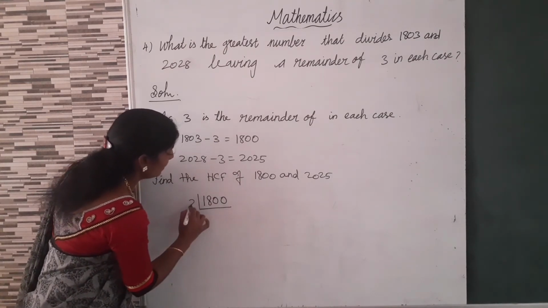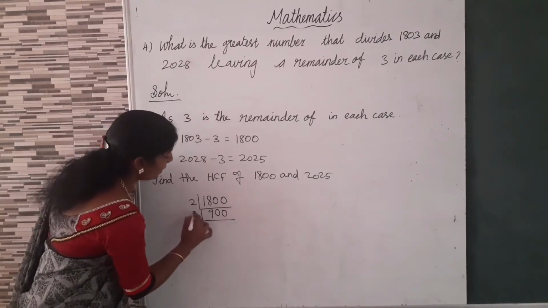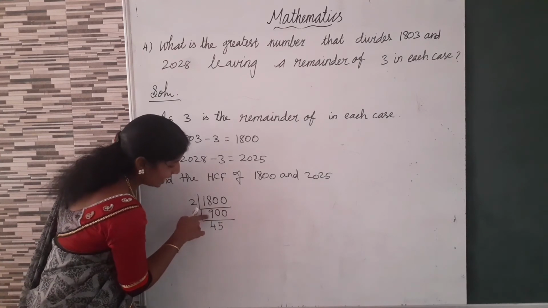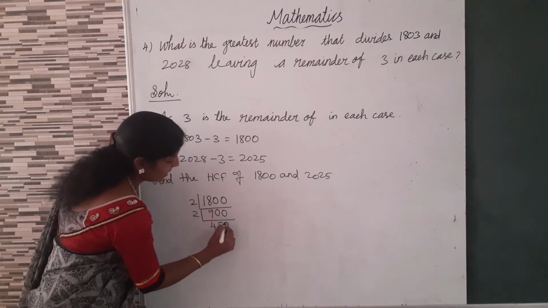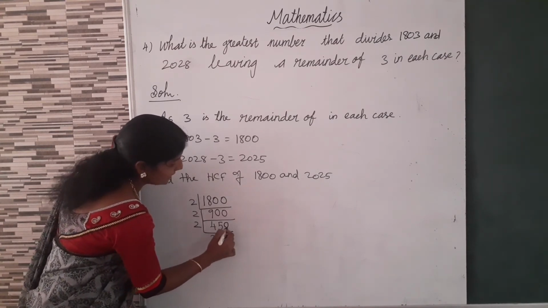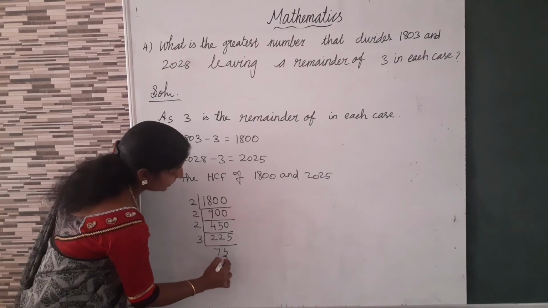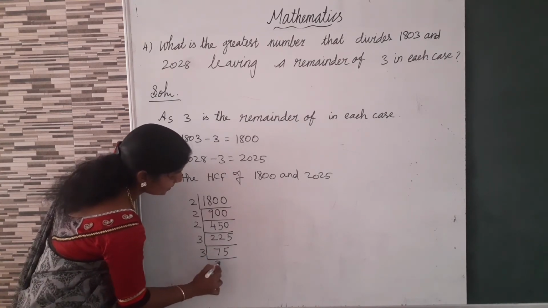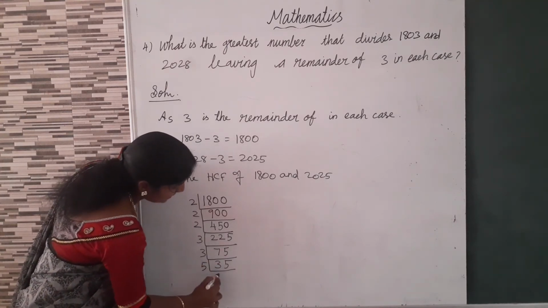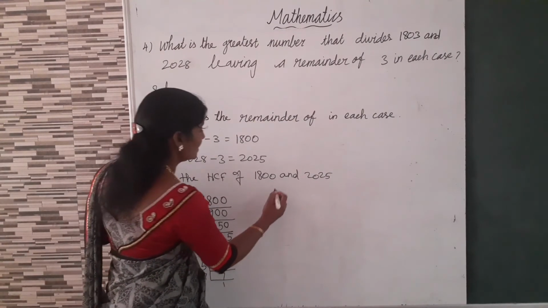Okay, now here 2 table, 9 2s are 18, 0 0. Then again 2 table, 4 2s are 8, 5 2s are 10. Then next 2, 2 2s are 4, again 2 2s are 4, 1 balance 10, 5 2s are 10. Then 3 table, 7 3s are 21, 5 3s are 15. Again 3 table, 3 2s are 6, 5 3s are 15. Then 5 table, 7 5s are 35.